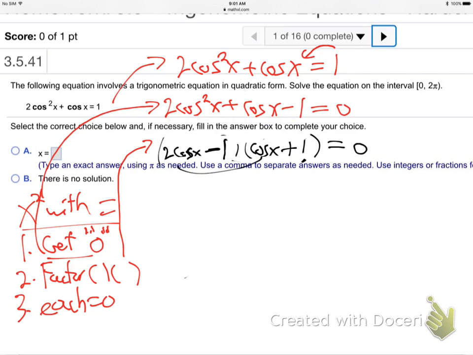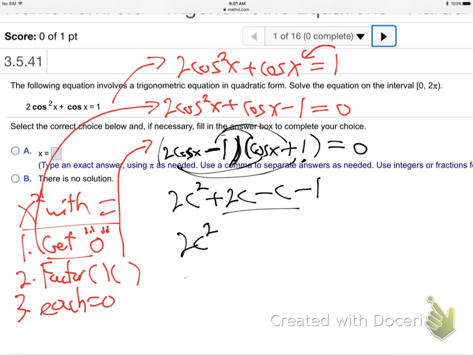Okay, so 2 cosine times cosine is 2 cosine squared, plus 2 cosine, and then he's going to go to both, minus cosine minus 1. Is that right? Yeah, now plus 2 cosine minus 1 cosine is plus 1 cosine, or just cosine. Right, that's the middle term, it's plus. So check, yes, right, good, it's working. Make sense? See how I know I've got it factored correctly? I multiplied it out and it went back to the thing I had.